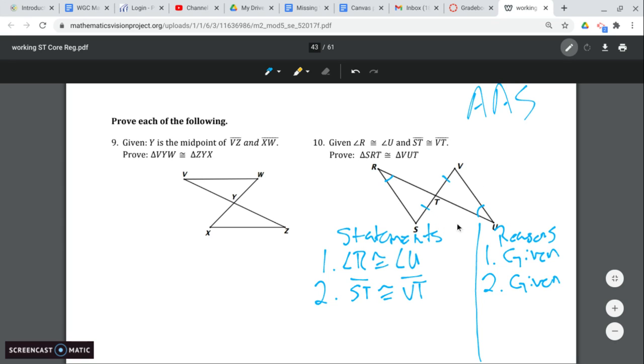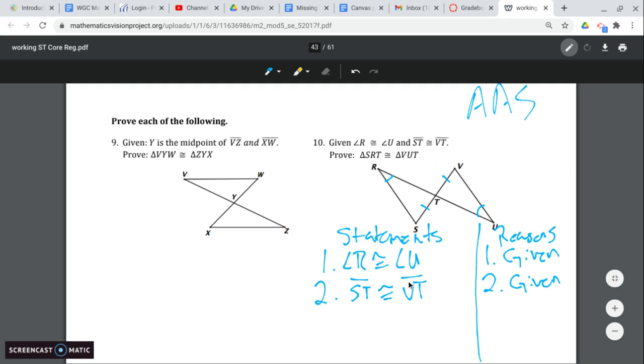Now, there are other ways to do this. Another way would be to show that RS and VU are parallel, and then we can use alternate interior angles. If alternate interior angles are congruent, then the lines have to be parallel, and then we can show the vertical angles and do it a little differently.